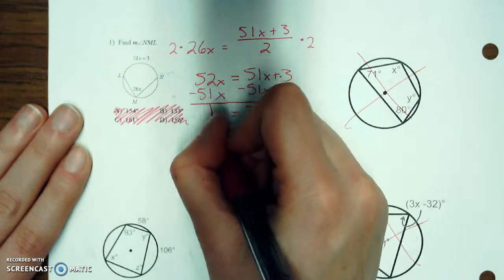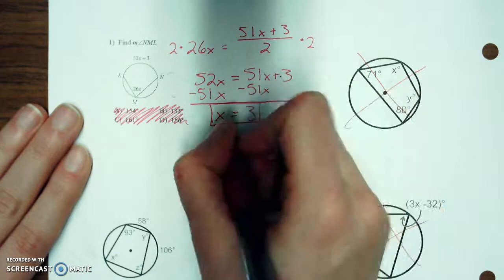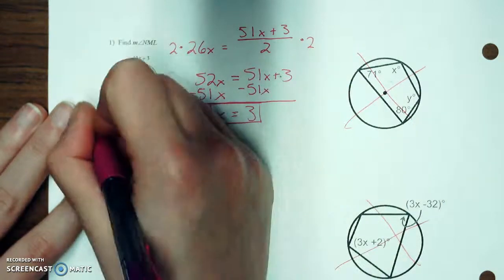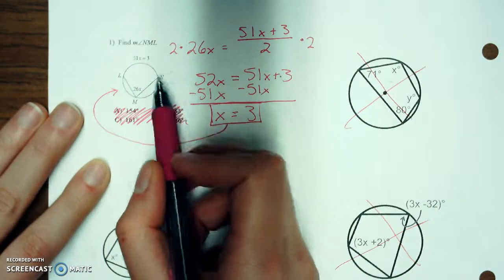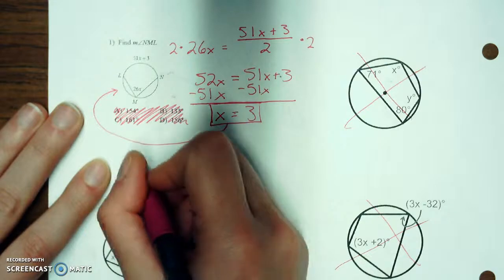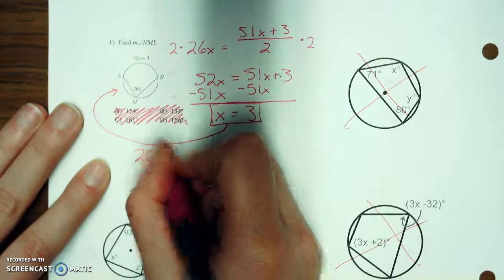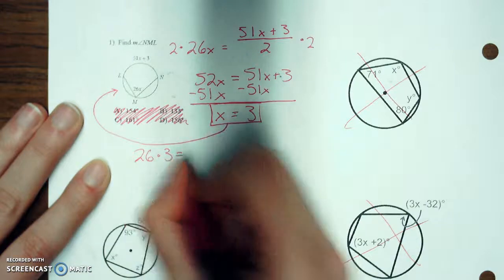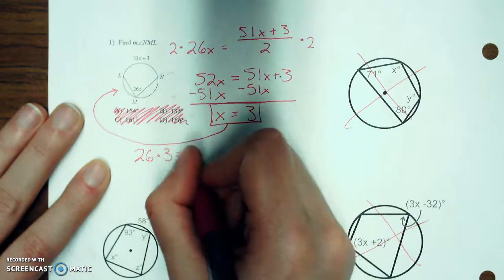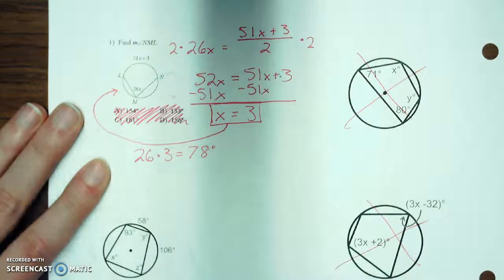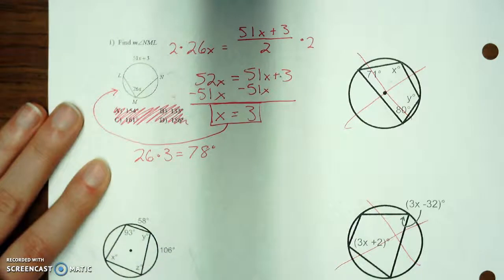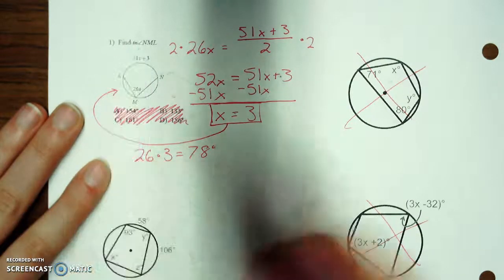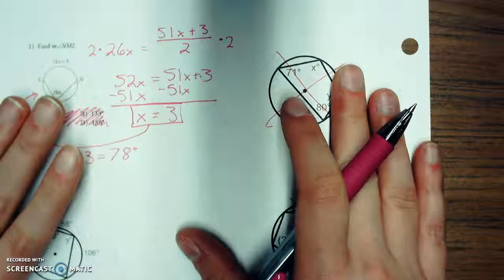Now that we know that x is equal to 3, we can use that to find the measure of angle NML. We're told that NML is 26x. So 26 times 3 will give us our total measure, which happens to be 78 degrees. The options that are listed here are actually for the arcs rather than for the angle like it asks for. We're going to skip this one and move on down to this.